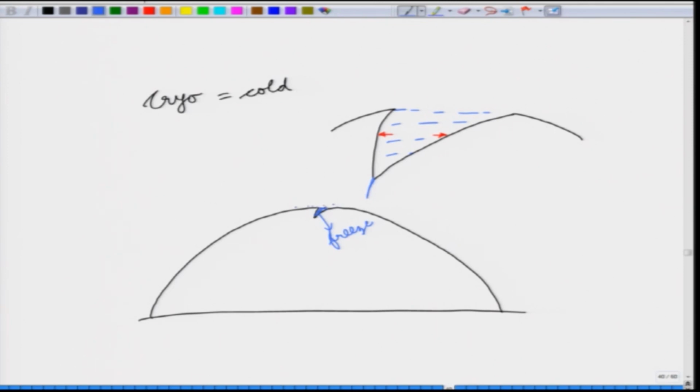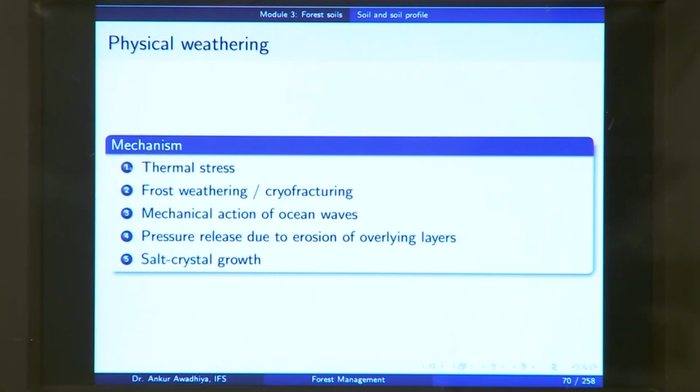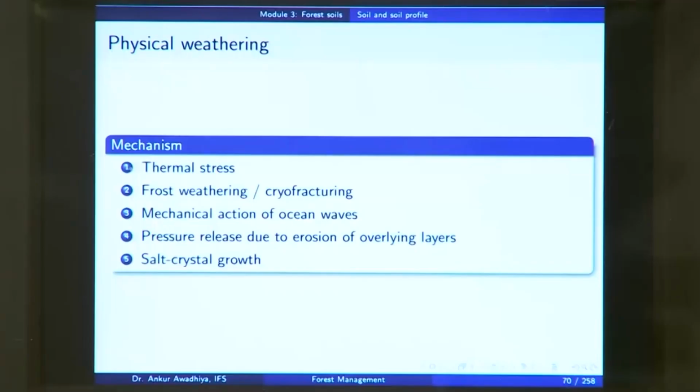And so, because of the regular action of frost, we will have fracturing in the rocks, which is known as cryofracturing. So, this is another form of physical weathering. Then you can have mechanical action of ocean waves. When you look at an ocean, there are waves on the surface, and these waves regularly come to the shore and push on the rocks there. This mechanical action of the waves bumping against the rocks, after a while, might lead to some amount of fracturing or weathering. So, this is another form of physical weathering.